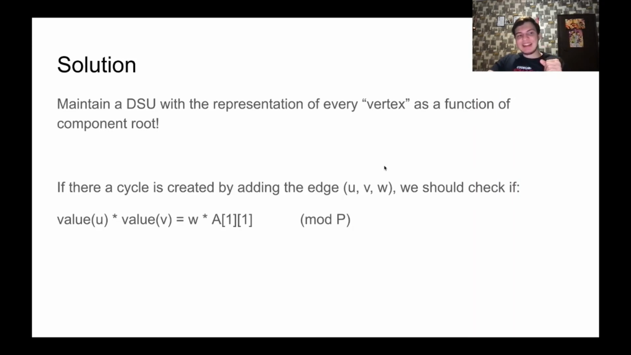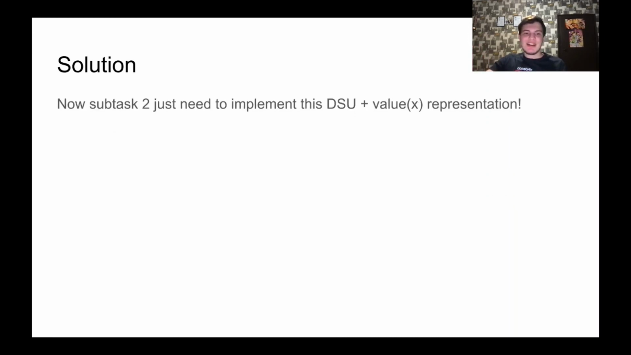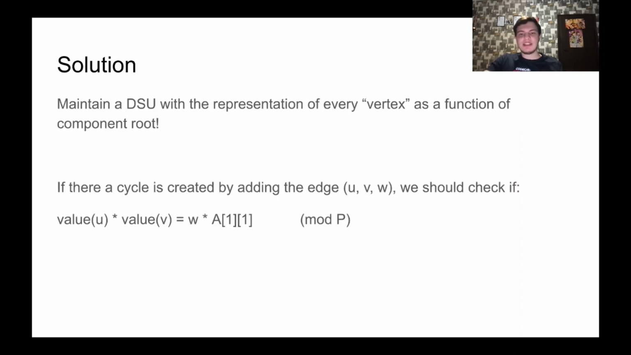At this point, I guess the best thing to do is to go to the final solution. Before that, just as a note, the second subtask is basically just implementing disjoint set union with this value x representation, because in the second subtask we never remove cells, and if at some point this isn't satisfied, the answer for all subsequent queries is 0.